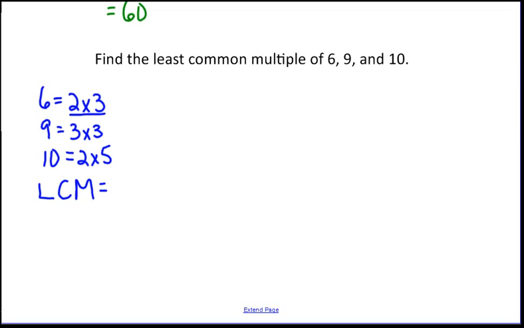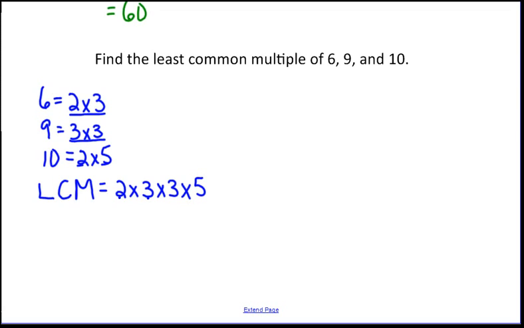I need 2 times 3. I need 3 times 3. I have one of the 3's already. Let's multiply by another 3. I need a 2, which I already have, and I need a 5.